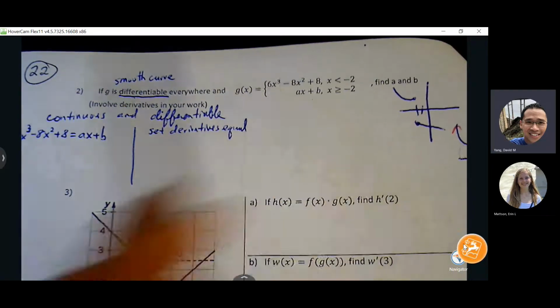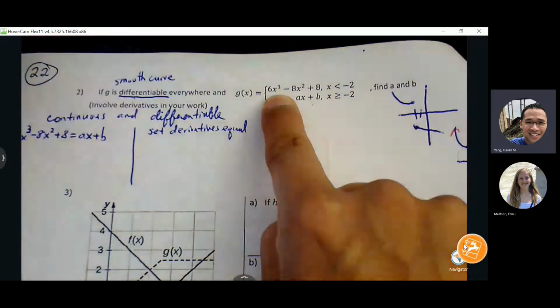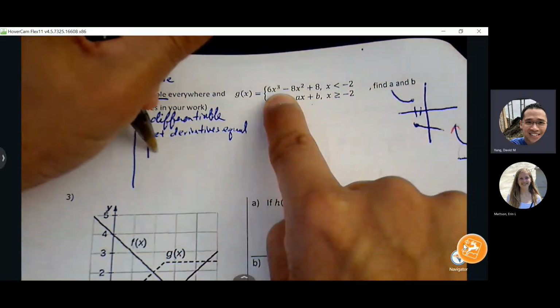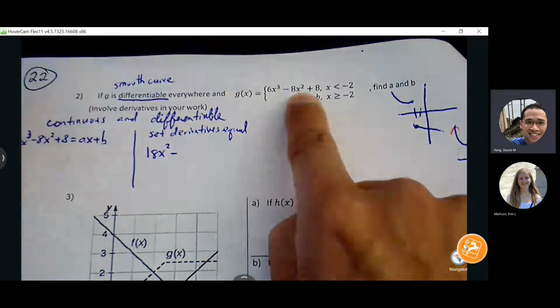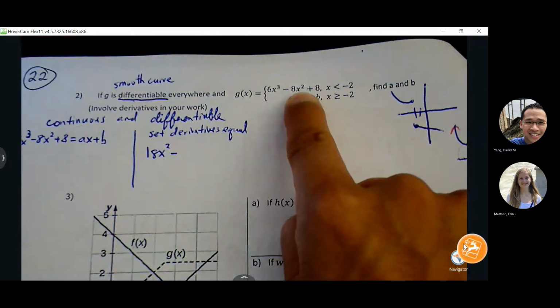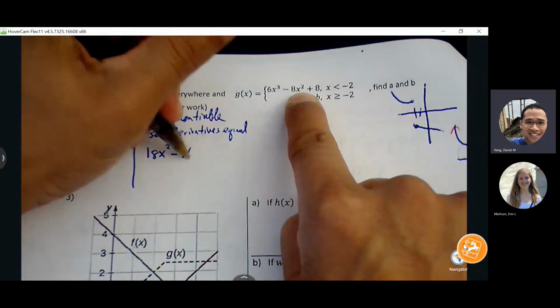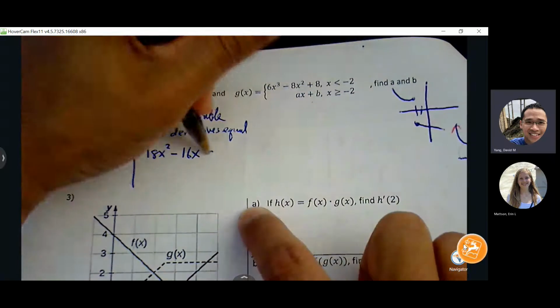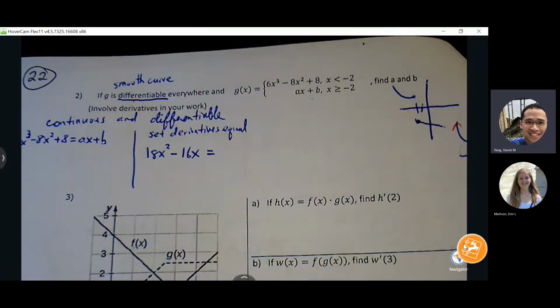What's the derivative of 6x cubed here? 18x squared. Minus 16x. And then plus 0. Okay, so that's the derivative of my first equation.